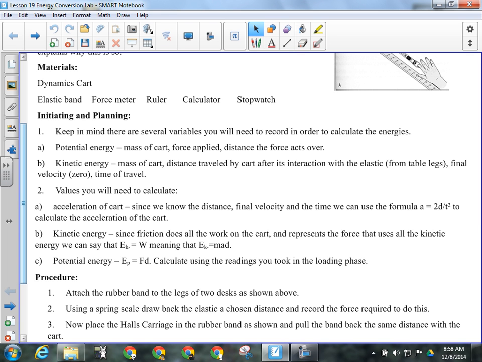Now, I'm going to have you do 4 good trials. You'll probably have to do 8 in order to get 4 good ones, because these carts, if you don't pull them back just perfectly, spin out or go crazy off to the side. It takes a little while to get the technique down for how to get these things to shoot reasonably straight.